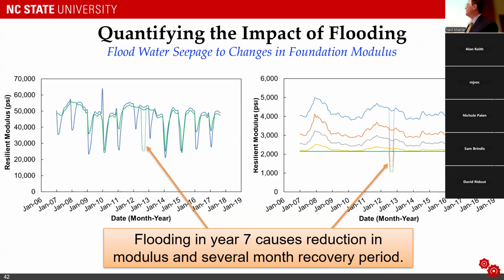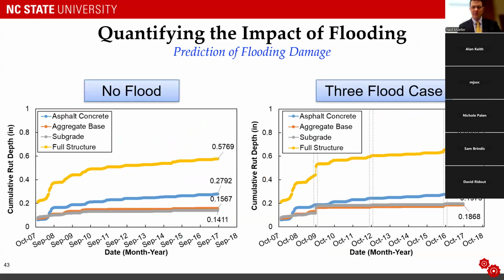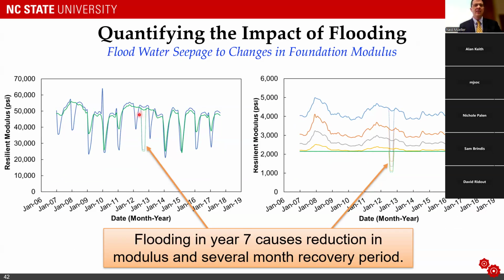And so the graphs here are showing just an example of what might happen, be predicted to happen to the foundation under a flooding event. We obviously see seasonal variation in resilient modulus. We would have expected during this season the modulus to be here, but because of the flooding, we had a period of time where the foundation was weaker than it otherwise would have been. In this case, we're looking at the aggregate base underneath that pavement and then the subgrade soil below that.